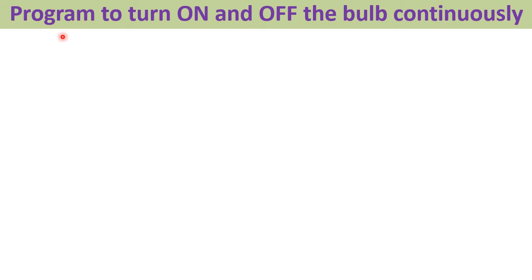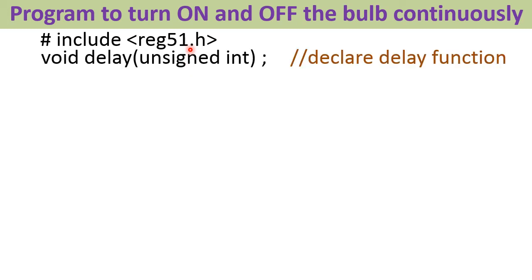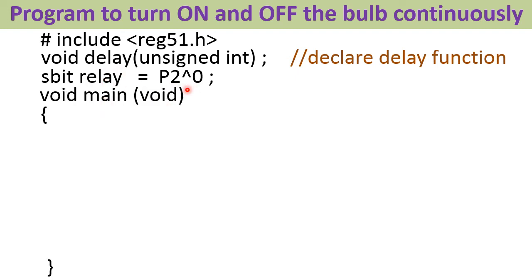Let's start writing the program. First of all, include the reg51.h header file in your program. This file holds the addresses and other information of all special function registers of the 8051 microcontroller. Declare a delay function. This function will provide the necessary delay to keep the bulb in on or off condition for a certain duration. The base of the transistor is connected to P2.0. Rename P2.0 as relay. So whenever we write the word relay in the program, it means we are referring to the P2.0 pin. Declare the main function.